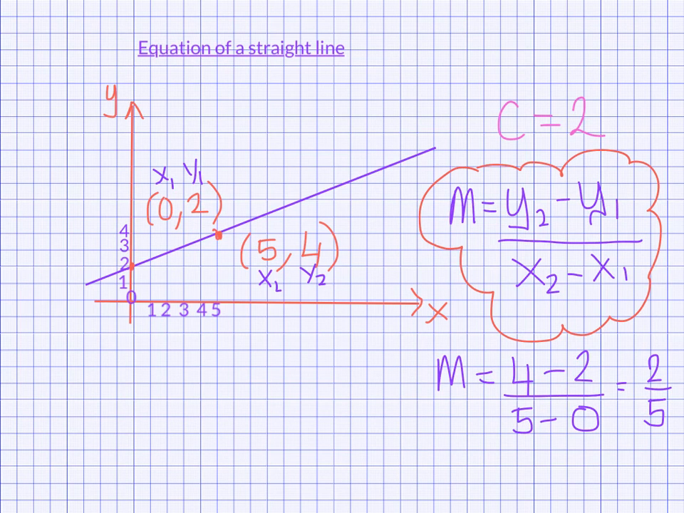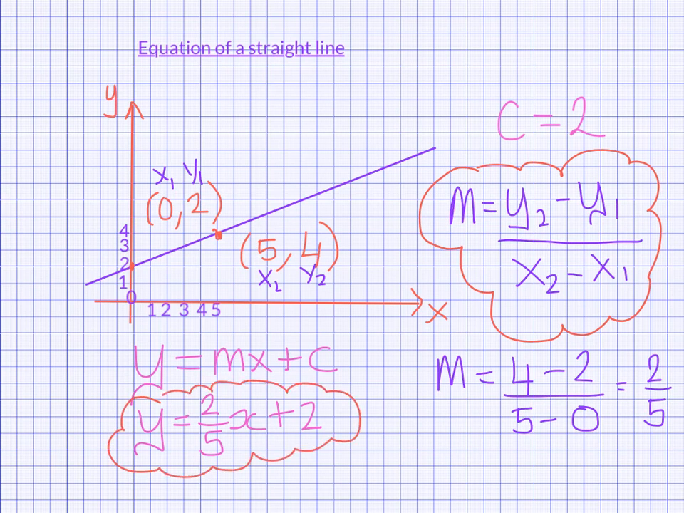So now I've got my y-intercept, I've got my gradient, and I'm just going to pop those into the formula. The formula is y equals mx plus c. In this case, y equals 2/5 of x plus 2. And that's us found the equation of this line. And what that means is that every y coordinate is equal to 2/5 of the x coordinate plus 2. I'm going to get you to try a couple of these yourself.